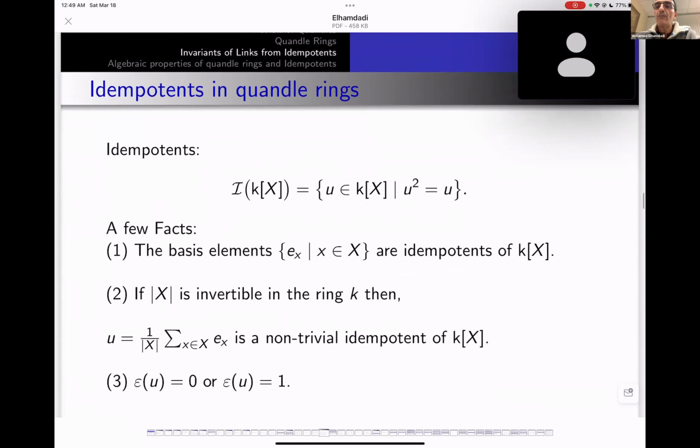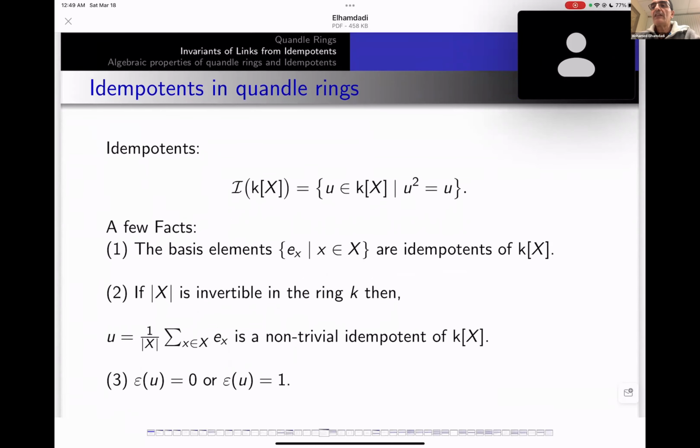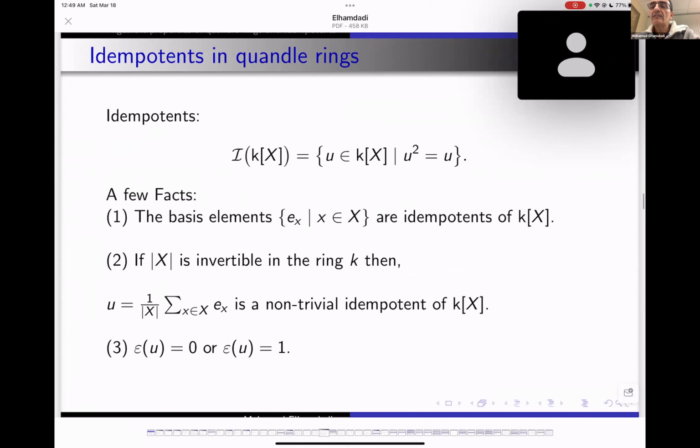We consider the idempotents in the quandle ring. By definition, these are just the elements in the quandle ring such that U squared equals U. Here are a few facts. Since elements in a quandle are idempotent, the basis elements, which we write as E sub X, in one-to-one correspondence with elements of X, are idempotent by definition because you have the idempotency in the quandle.